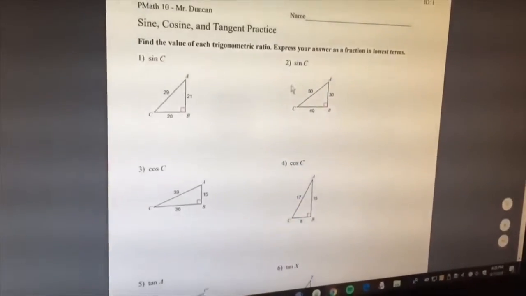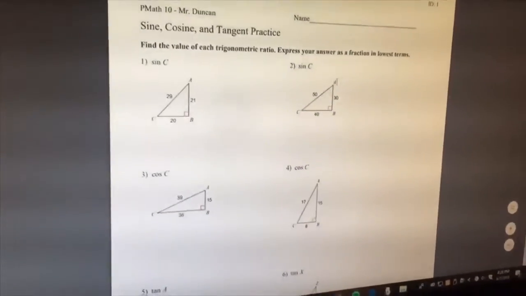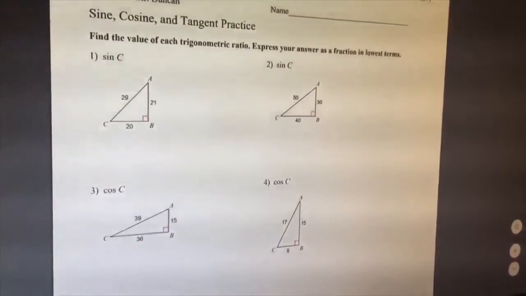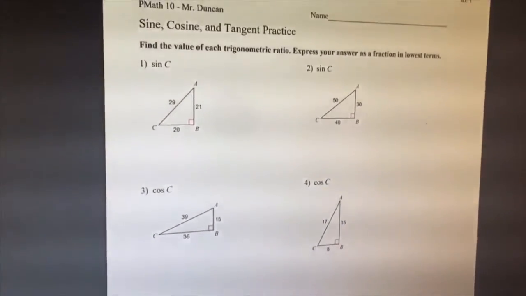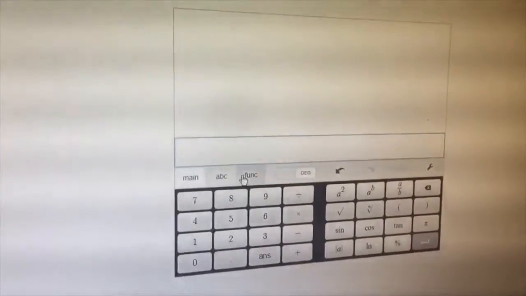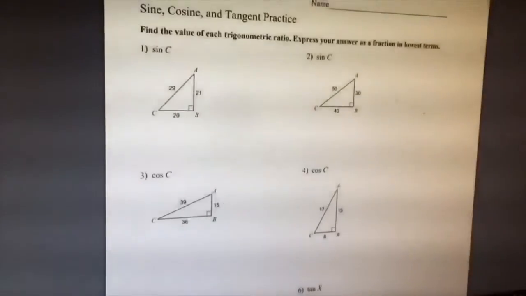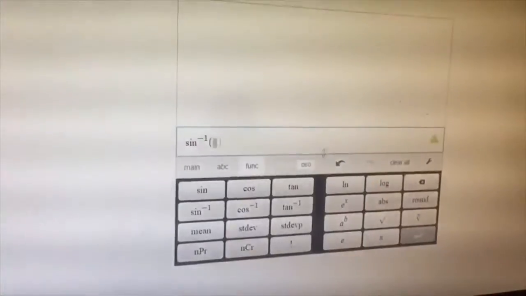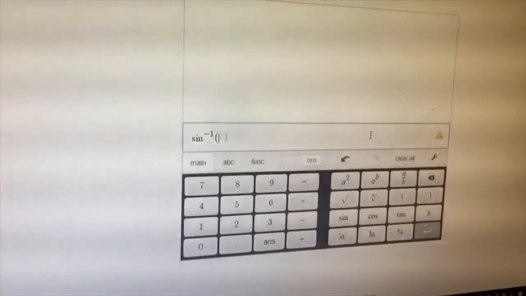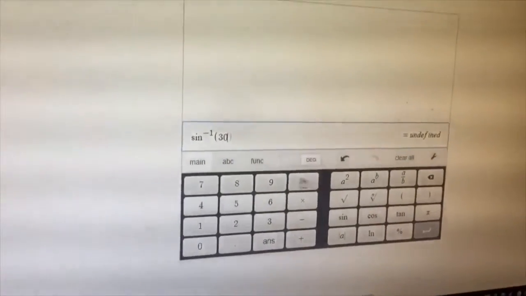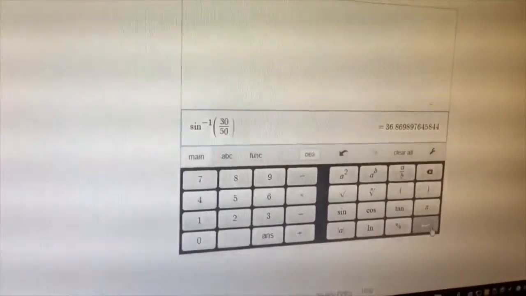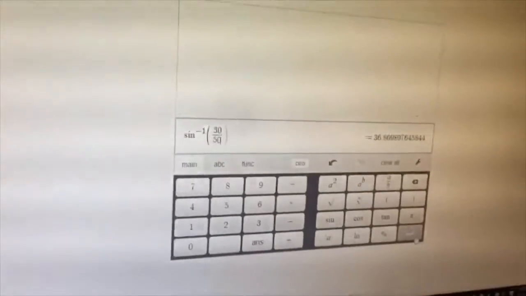In this example, it's asking for sine of C. Sine of C is the opposite over hypotenuse, as I explained before. So in this example, you want to do inverse of sine of 30 over 50. You should get 36.8, or rounded 37 degrees.